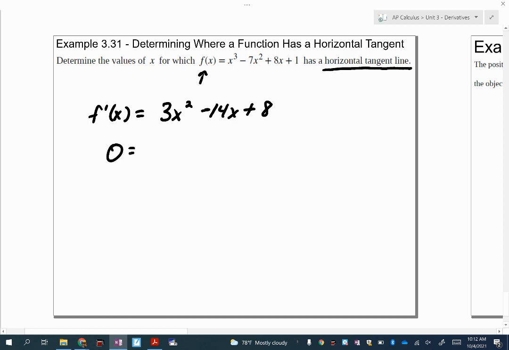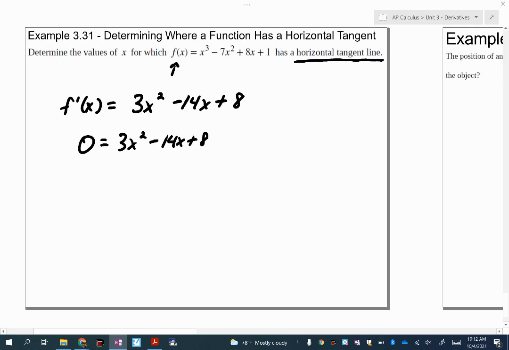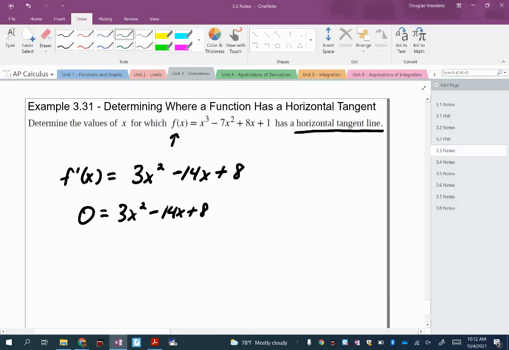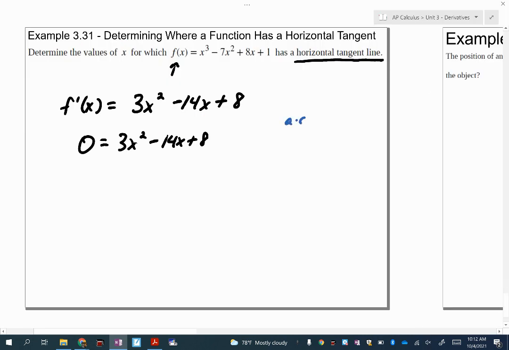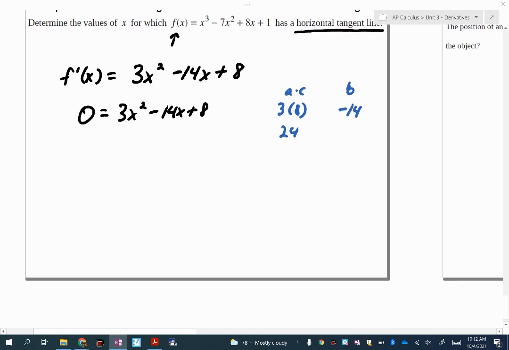So if I solve this, 3x squared minus 14x plus 8, I'm going to try to factor it. So let's do factors of a times c that add to b. So 3 times 8 is 24. B is negative 14. So I'm looking for factors of 24 that add to negative 14. So that's going to be negative 12 and negative 2. So if I rewrite those, I have 3x squared minus 12x minus 2x plus 8.